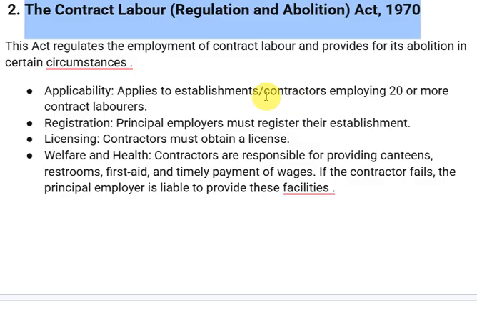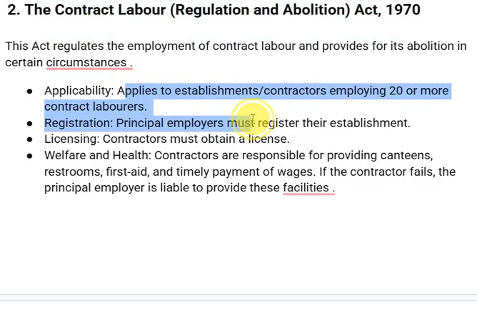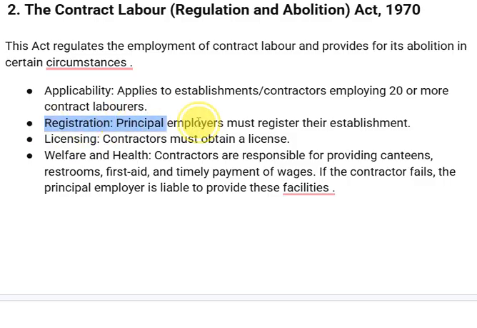This act applies to establishments where contractors employ 20 or more contract laborers. So if any factory is there where the employer is hiring a contractor who is employing 20 or more contract laborers, then the Contract Labour Regulation and Abolition Act 1970 applies. Registration: principal employers must register their establishment under the Act, and contractors must obtain a license so that they can work as contractors.